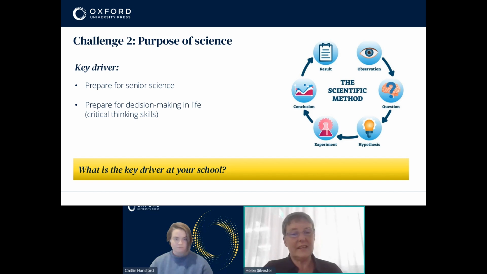And the other thing that's as important as part of science is, what's your key driver within the science department? Is your goal in year 7 to 10 to prepare students for doing VCE science? Or is your goal to get students to cover enough science so that when they leave, they're able to make decisions based on science evidence and critical thinking skills?